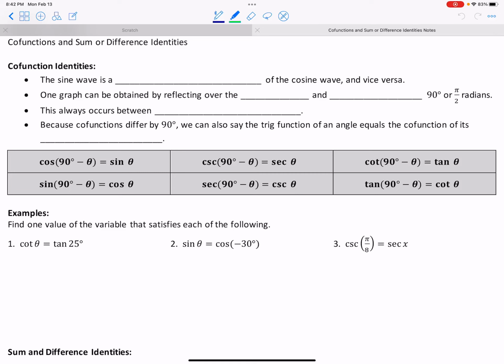Hello and welcome to our lesson on cofunctions and sum or difference identities. So what we're going to look at today are some new identities to add to our toolbox.